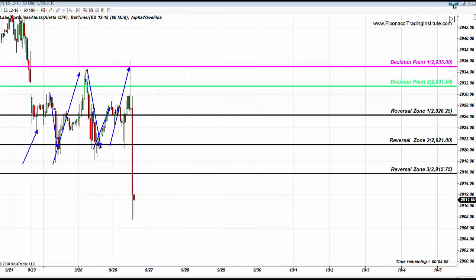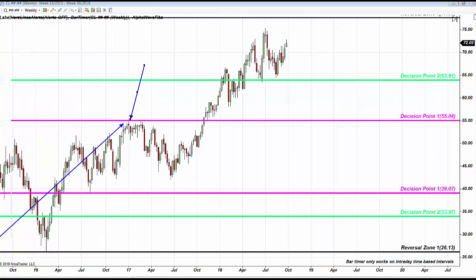Your respect for Fibonacci, your knowledge of pure price will determine your success. It is that simple. Nothing else matters. Here is number of other examples.